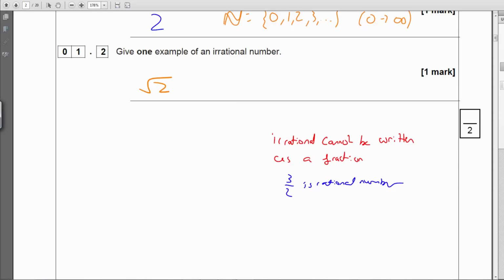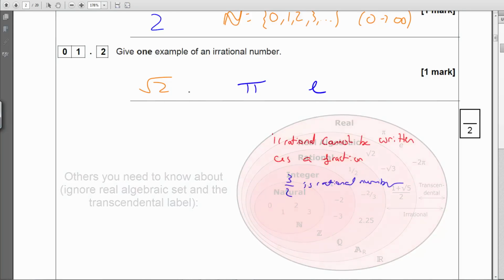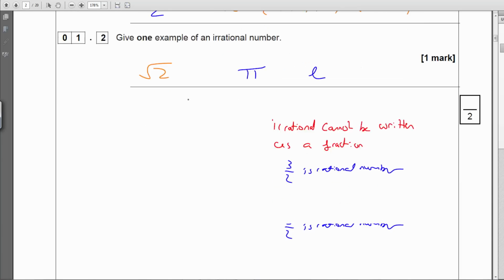Also, I know it's only asking for one example and you shouldn't put more than one, but another one would be pi. Pi is probably the most famous irrational number. You also have e, sometimes called the exponential number, but that's not a very good E. But anyway, root 2 would be sufficient for that.